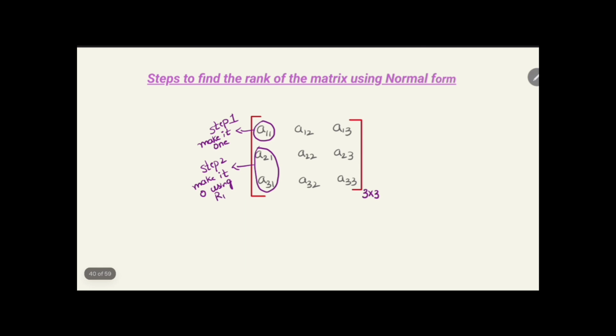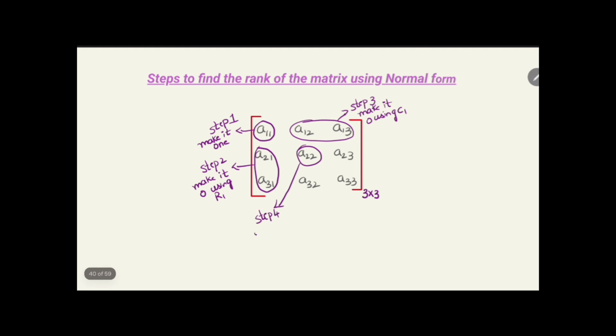Now step 3 is make A12 and A13 zero. We have to make these two elements 0, making use of column 1. I am writing here, this is step 3. Make it 0 using column 1. Next, come back to the second diagonal element, that is A22. We have to make this A22 1. That is step 4.